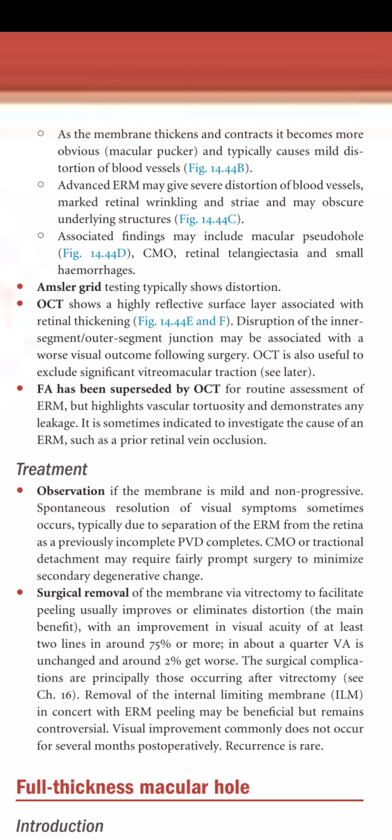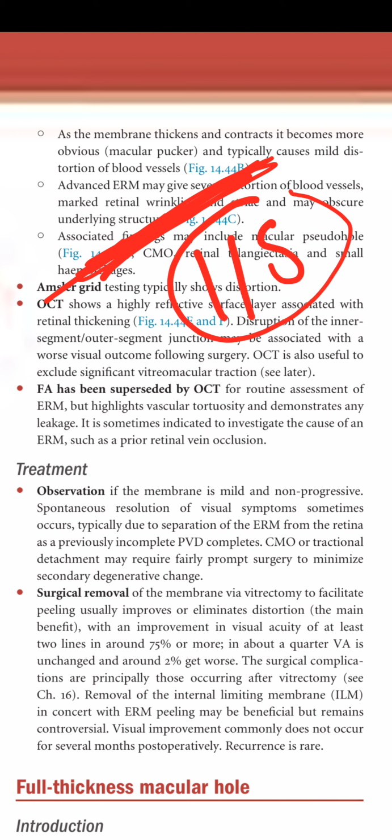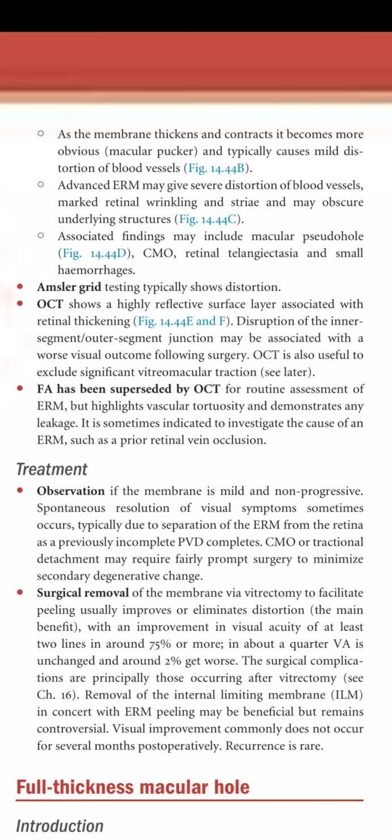OCT shows a highly reflective surface layer associated with retinal thickening. Disruption of the inner segment outer segment junction may be associated with the worst visual outcome following surgery. So basically on OCT you can see a highly reflective layer on the retinal surface, and there can be a disruption of the inner segment outer segment junction, which is usually associated with poor visual prognosis. OCT is also useful to exclude significant macular traction.